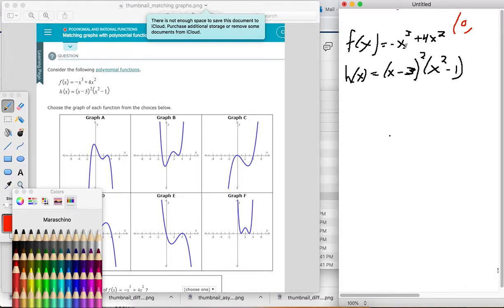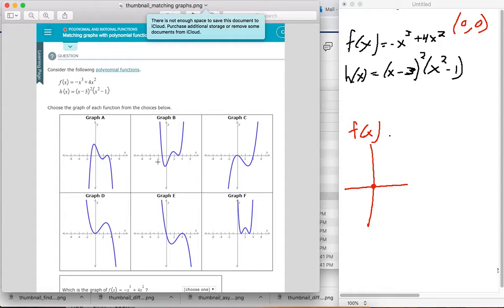So if I plug in 0 here, 0 to the third, negative 0, that's just 0. And 4 times 0 squared, that's 4 times 0, that makes 0. So if you plug in 0 for x in f of x, you should get 0 for y. That means the graph of f of x has to have a dot here at the origin. And so that rules out A, it rules out B; these two can't be f of x. C could be f of x because it has a dot at the origin. D could be f of x, E could be f of x. So it's C, D, or E for f of x because those are the ones with dots here at the center, at the origin.